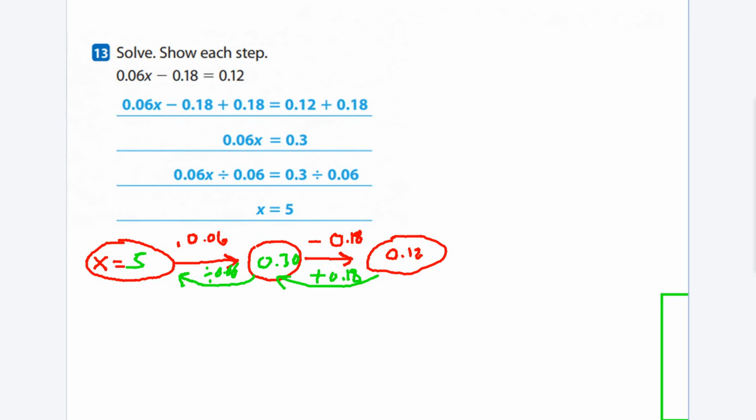So hopefully you guys got that. Again, if you're stuck on this, go back. You can also check your work with calculators. When you have the answer, it's always important to check your work by plugging in 5 for x, and then when you multiply 0.06 times 5 minus 0.18, you should get 0.12.